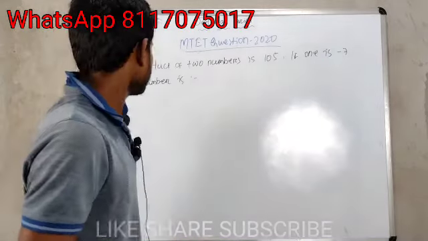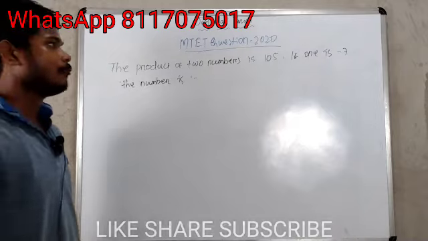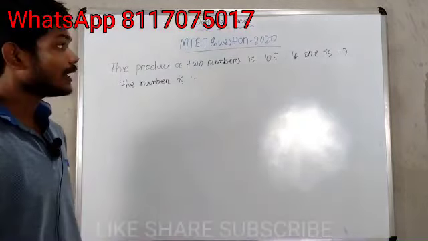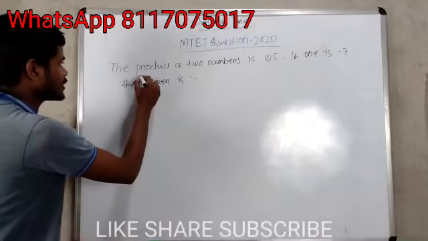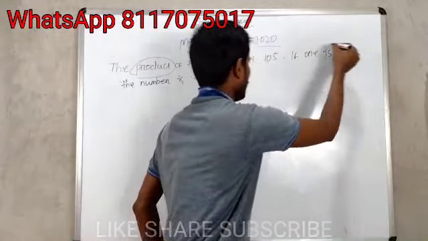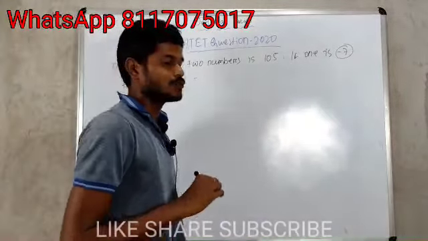Friends, another question is there: the product of two numbers is 105. If one is -7, the number is dash, then another number is dash. Then we have to understand about the product and about the minus number and other things. I will give you full clarification about this question.